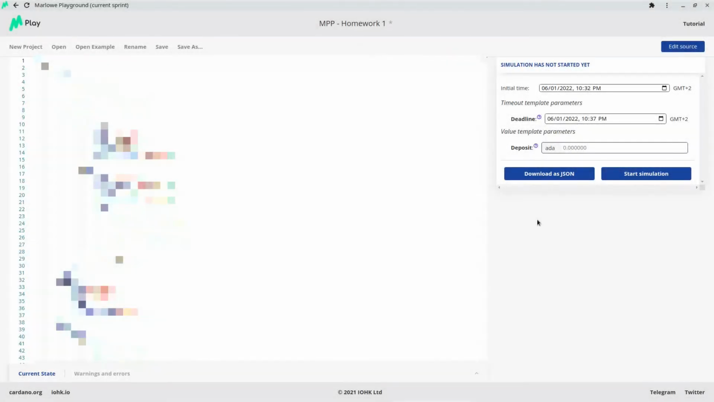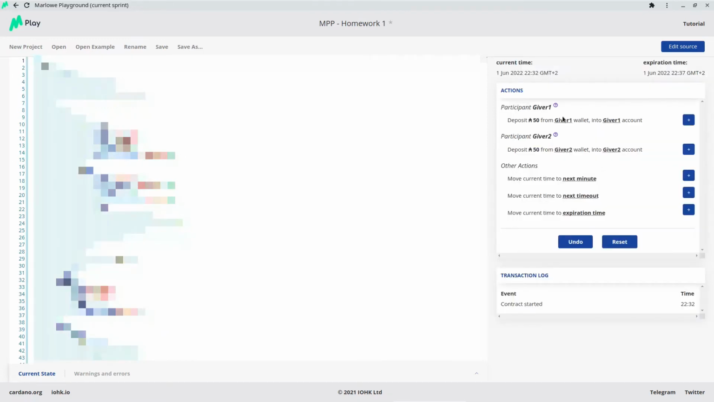As homework, I'd like you to write the following contract. It will take two parameters, one deadline and one deposit. And the idea of the contract is that we have three participants, giver one, giver two, and receiver. And giver one and giver two both have to deposit the deposit amount into the contract. And once they have both done that, all the money goes to the receiver.